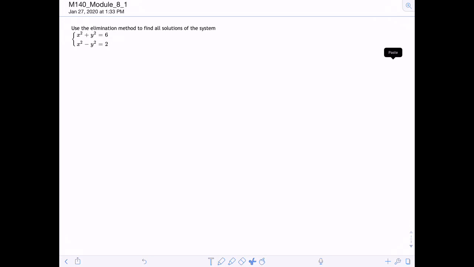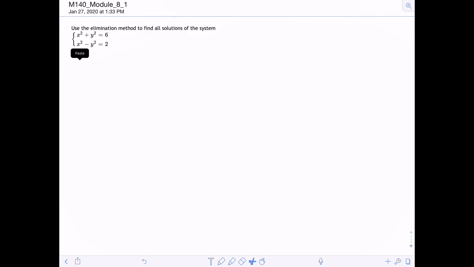In this example, we're going to use the elimination method to find the solutions to the system. And this is a little different because we're kind of used to linear equations. If we see two variables, we're used to two linear equations and two variables. But this has square terms, but that's okay because we know how to solve those equations as well. Recall the method will never change, just the problems do.